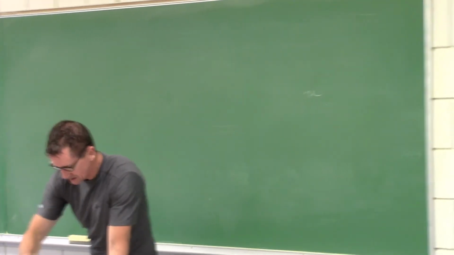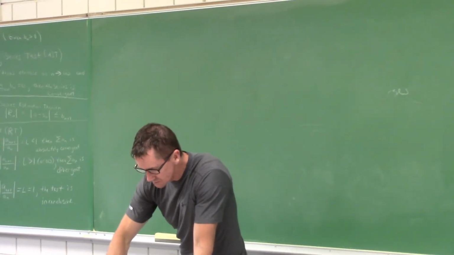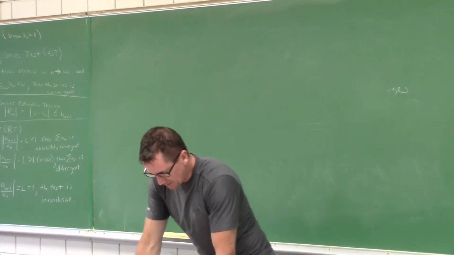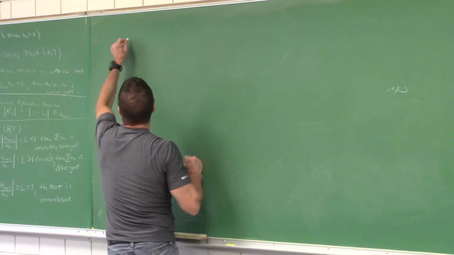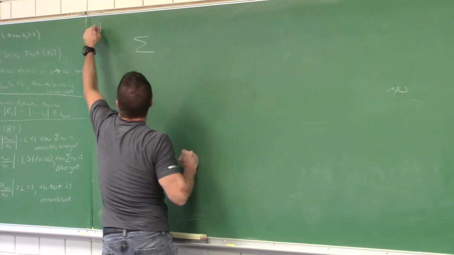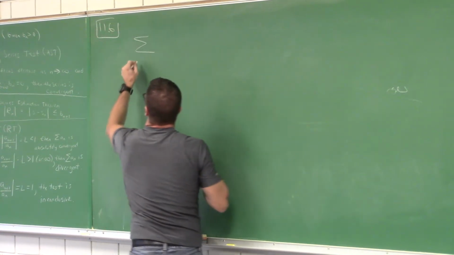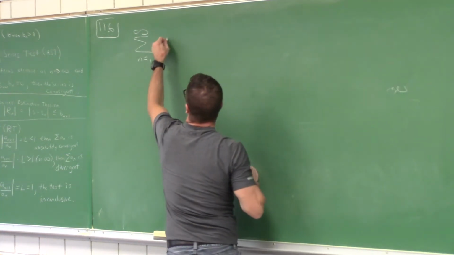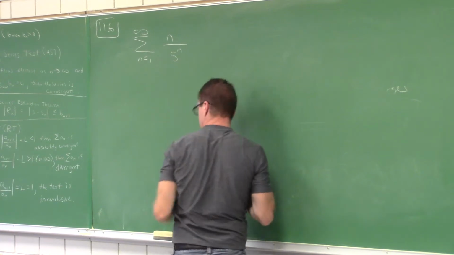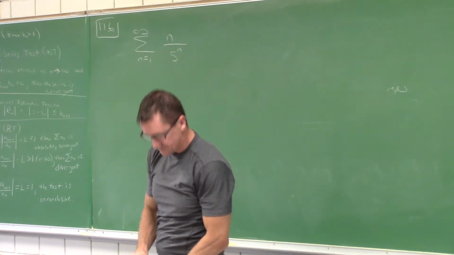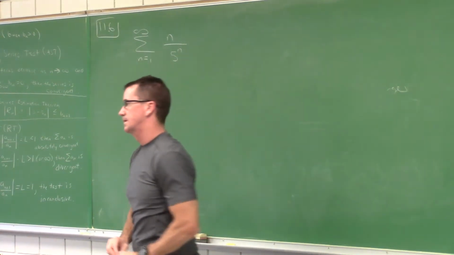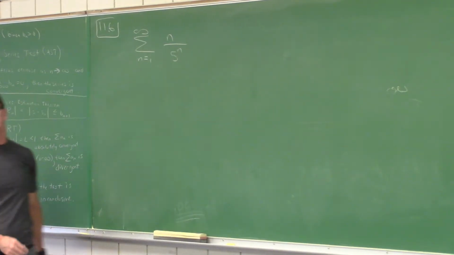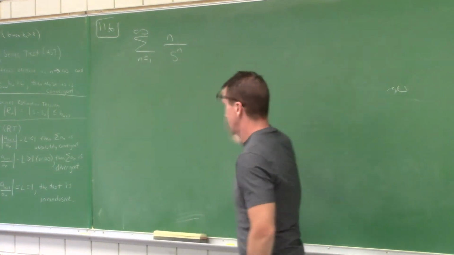And this is in 11.6. This is number 3 from 11.6. The sum from n equals 1 to infinity of n over 5 to the n. And what I'd like us to do right now is think about all the other tests we've used so far, and then we'll apply this ratio test.